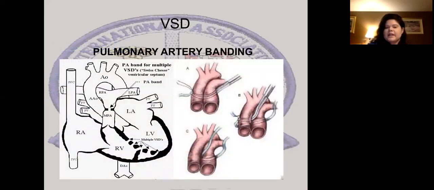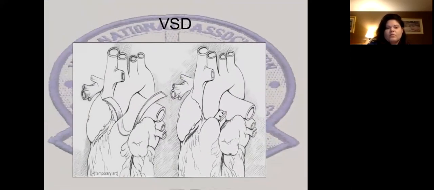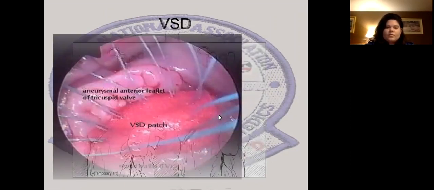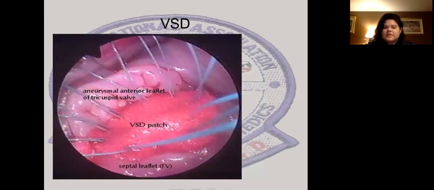So this is what banding looks like, where they just band the 2 areas together. And then this is where they take the band and wrap it around and occlude that area. And here's a patch that they put in sometimes that eventually helps it just kind of scar over, grows over on its own.